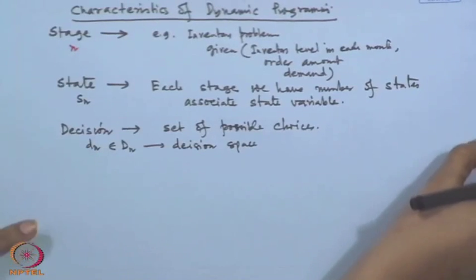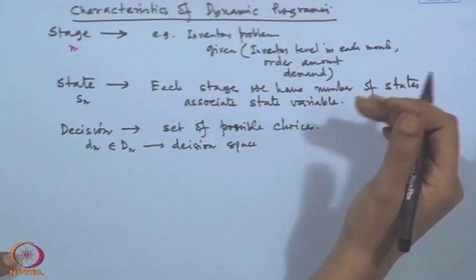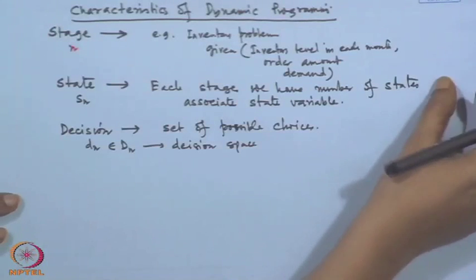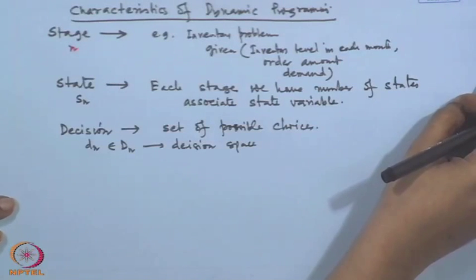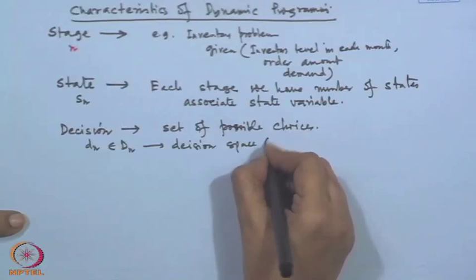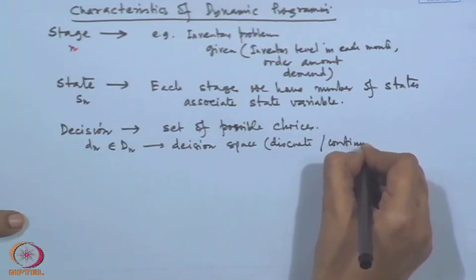That is why once you are learning the dynamic programming technique, you have to know the detail of how to handle the discrete decision space, as well as how to handle the continuous decision space. Both the things you have to learn together. That is why it could be discrete, it could be continuous.